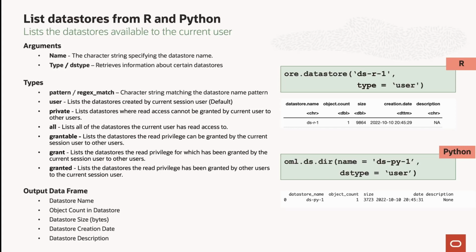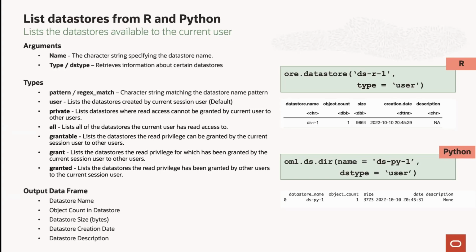Private lists data stores where read access cannot be granted by the current user to other users. The all type lists all the data stores the current user has read access to. Grantable lists data stores that the read privilege can be granted by the current session, the current user, to other users. Grant lists the data stores the read privilege has been granted by the current user to other users. And finally, granted lists data stores where the read privilege has been granted by other users to the current session user.